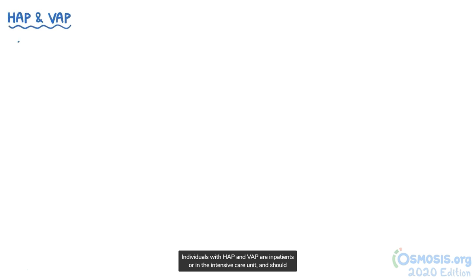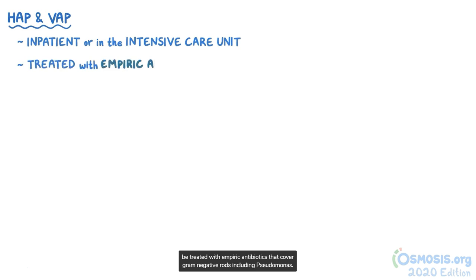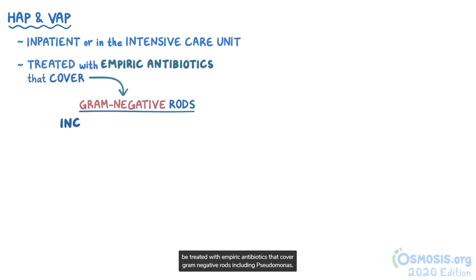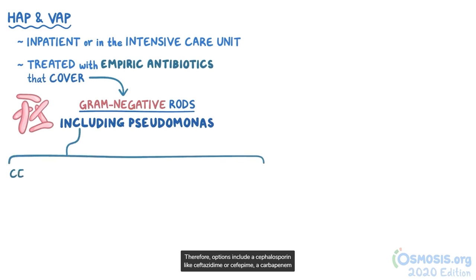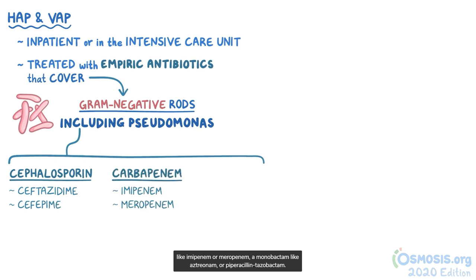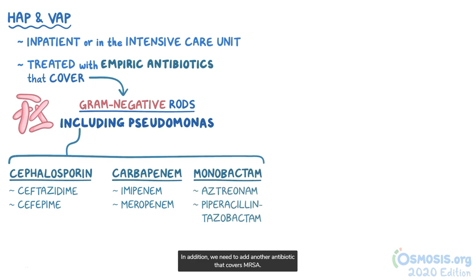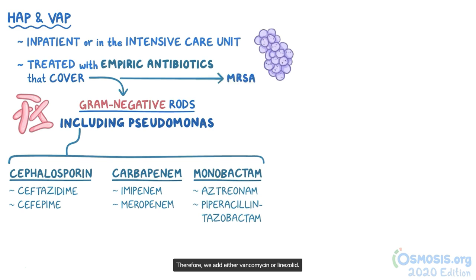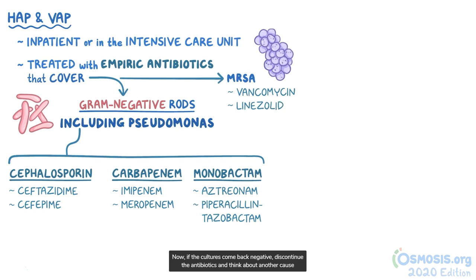Individuals with HAP and VAP are inpatients or in the intensive care unit, and should be treated with empiric antibiotics that cover gram-negative rods like Pseudomonas. Therefore, options include a cephalosporin like ceftazidime or cefepime, a carbapenem like imipenem or meropenem, a monobactam like aztreonam, or piperacillin tazobactam. In addition, we need to add another antibiotic that covers MRSA. Therefore, we add either vancomycin or linezolid.